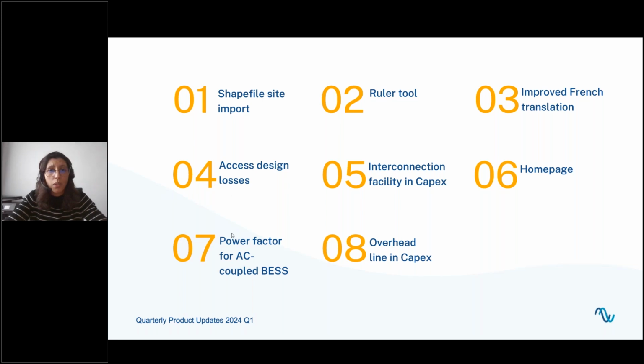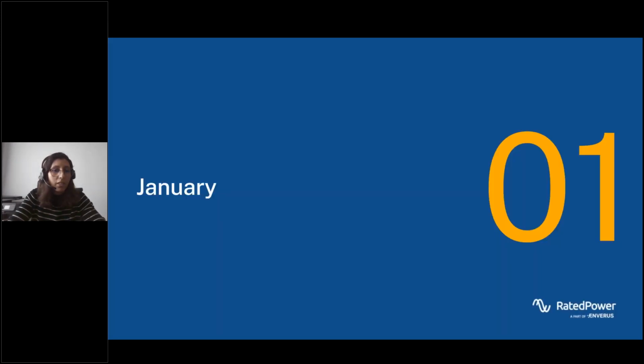Okay, so let's move to the subject, which is the new features that we launched in Q1, in the past quarter. As you can see here, we have 8 main features: the Shapefile site import, ruler tool, improving the French translation, access design, interconnection facility in Capex, homepage, power factor for AC-coupled BESS, and the overhead line in Capex. So let me start with January, the first month.